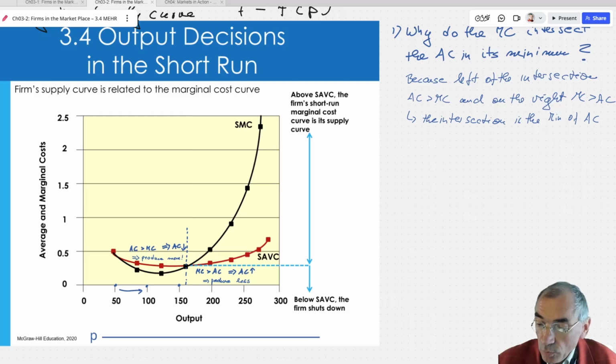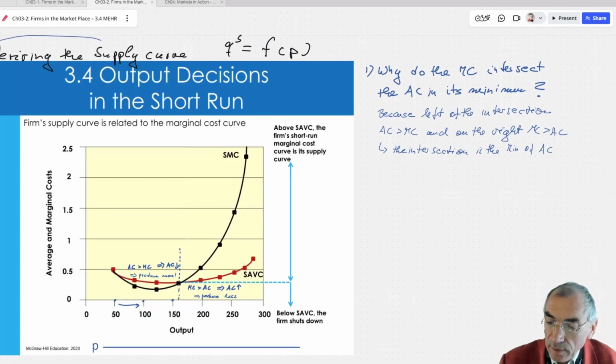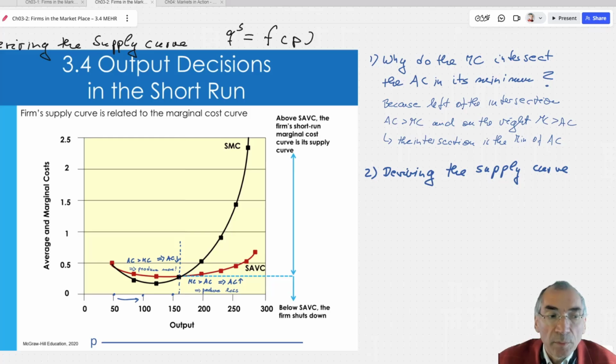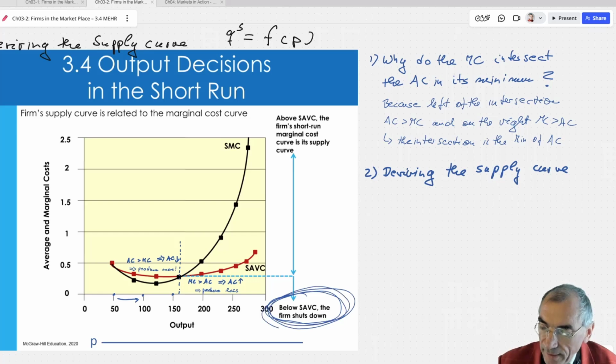And let's go to the second part, how to derive the supply curve. That's already the title up here, deriving the supply curve. What is the firm's decision here? And we already find information in our graph with that sentence: below the short-run average variable costs, the firm shuts down. Below, in the sense of if the price that can be achieved on the market is below the average cost, then this firm would definitely make a loss.